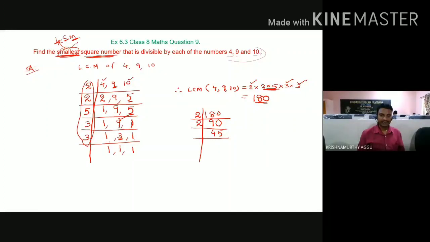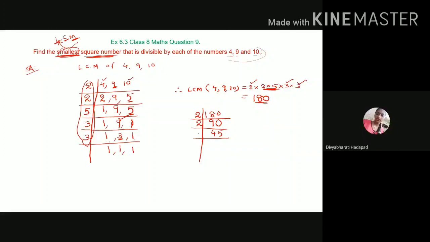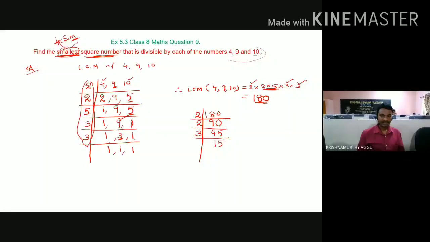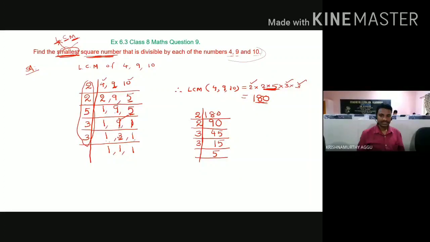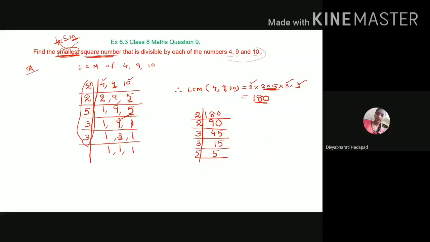Now the new number is 45. It is an odd number, so it is not divisible by 2. The next prime number after 2 is 3. Is 45 divisible by 3? Yes, sir. 3 times 15 is 45. Again, this 15 is divisible by 3. 3 times 5 is 15. Next, this 5 is divisible by 5. 5 one time.